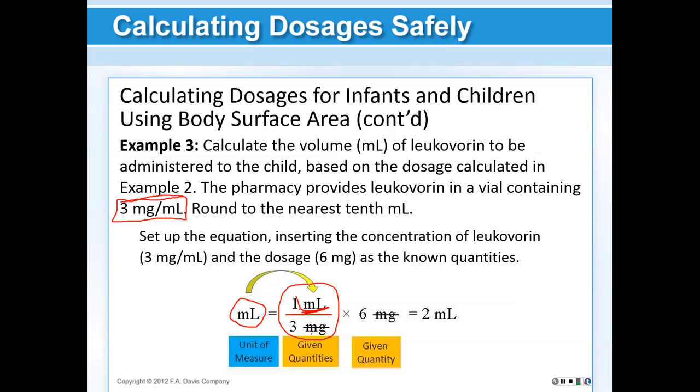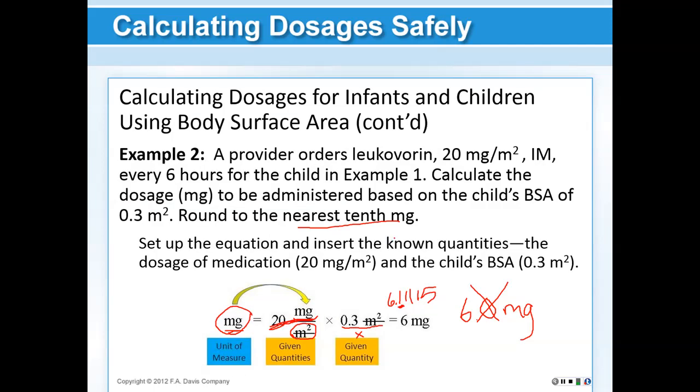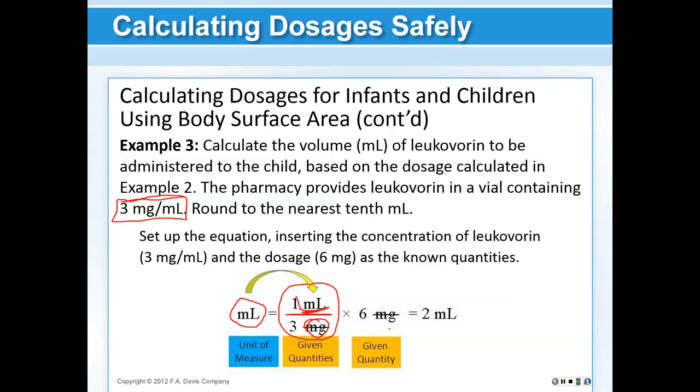Again, I'm not looking for milligrams in my answer, so that's kind of my cue that I've got to somehow eliminate the milligrams here. And when I look at example 2, I had identified 6 milligrams here. So let's go ahead, and then we would take 6 divided by 3, and our answer is 2 milliliters.